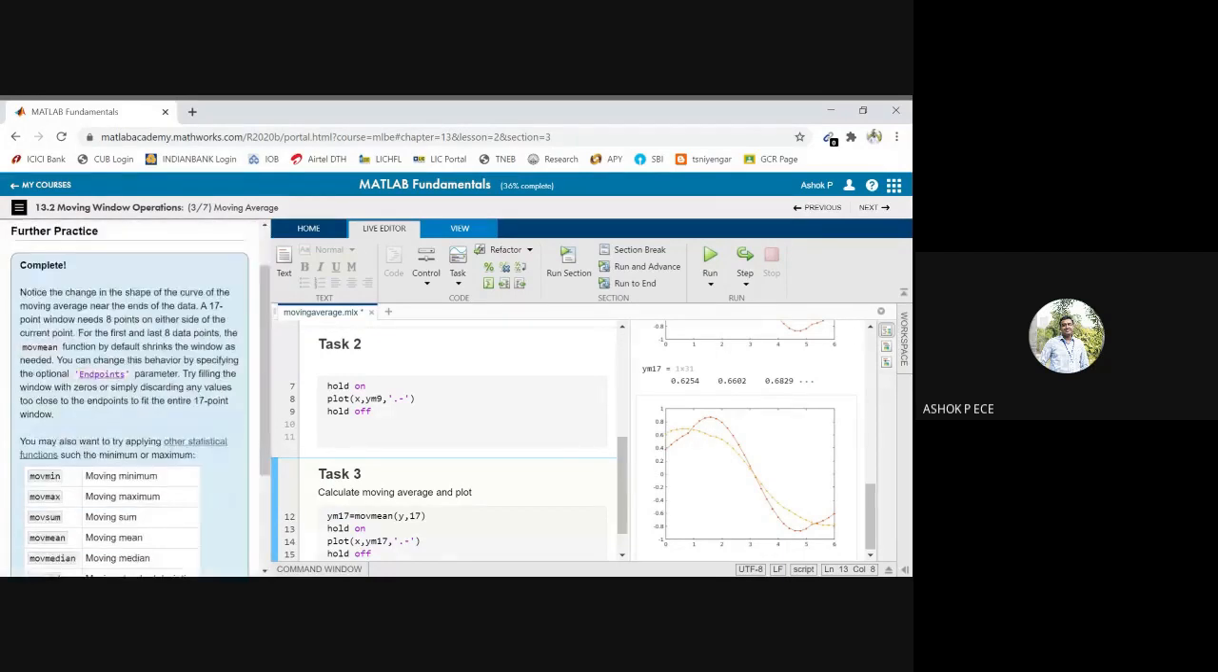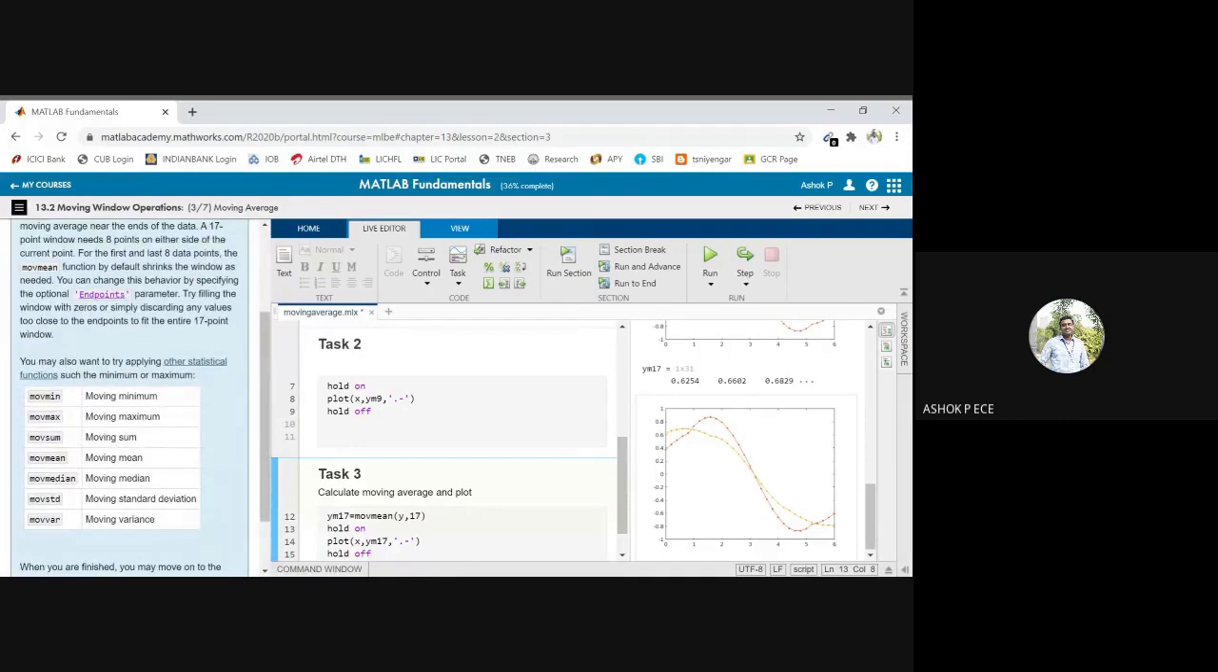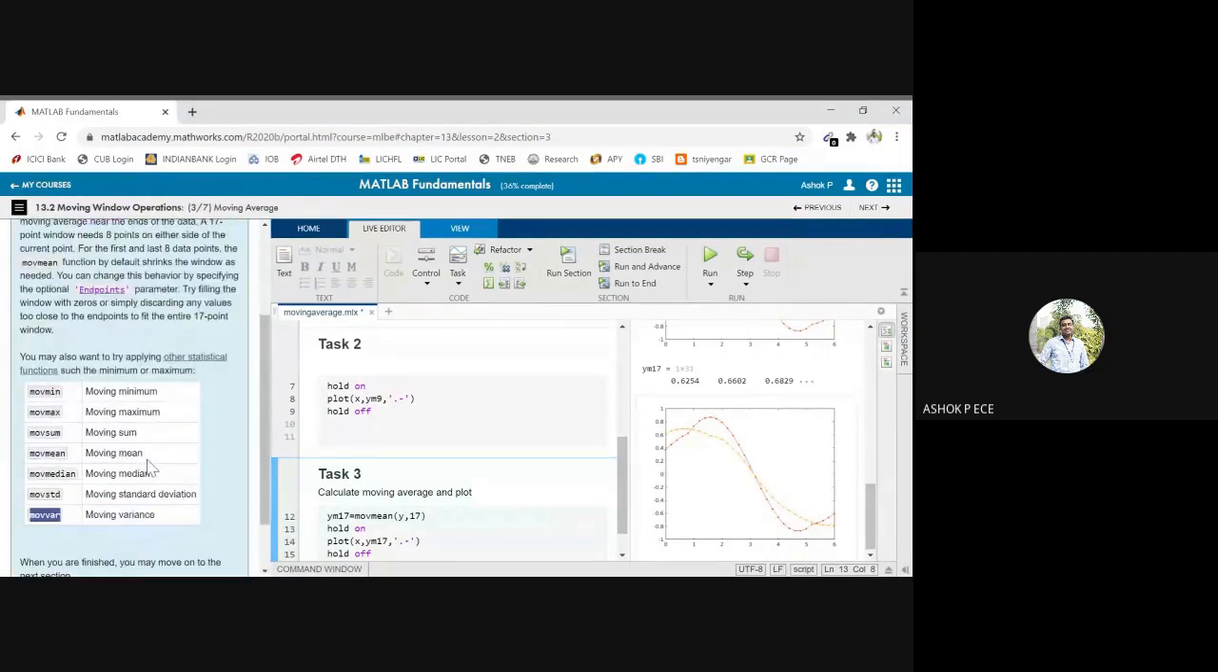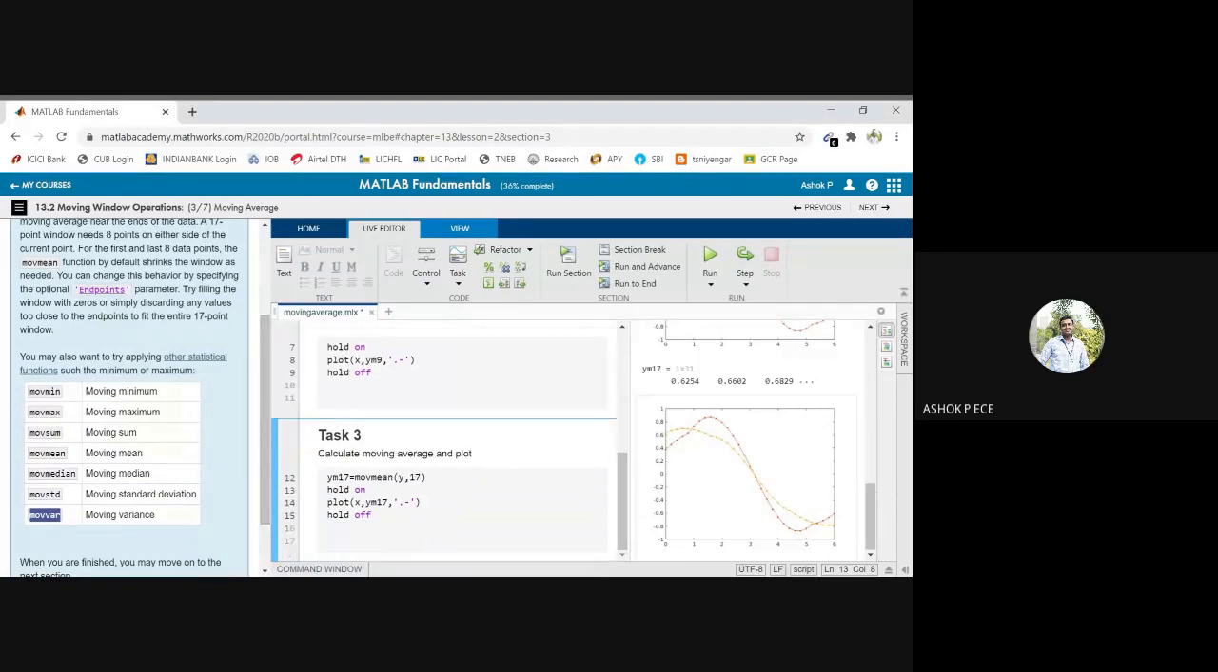Okay, so you have several parameters of this movmean. You can also use the other functions like moving minimum, moving maximum, moving sum. Moving mean is what we have seen, moving median, moving standard deviation, moving variance. So all these things you can apply and see what is required for you. Because when you're dealing with statistics, you need to find out all these things: mean, median, mode, standard deviation, variance, minimum and maximum. So what we have seen is only with the mean, or moving average.